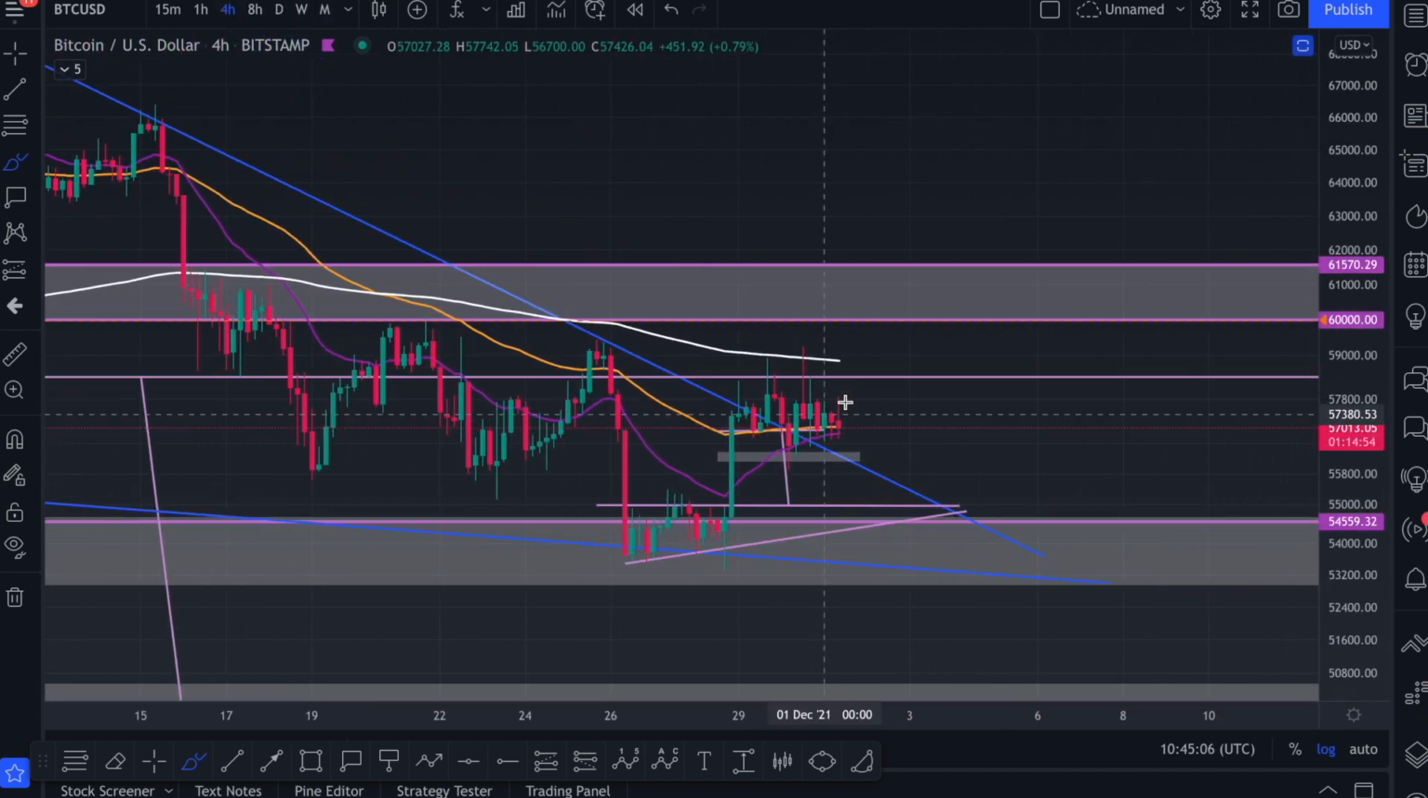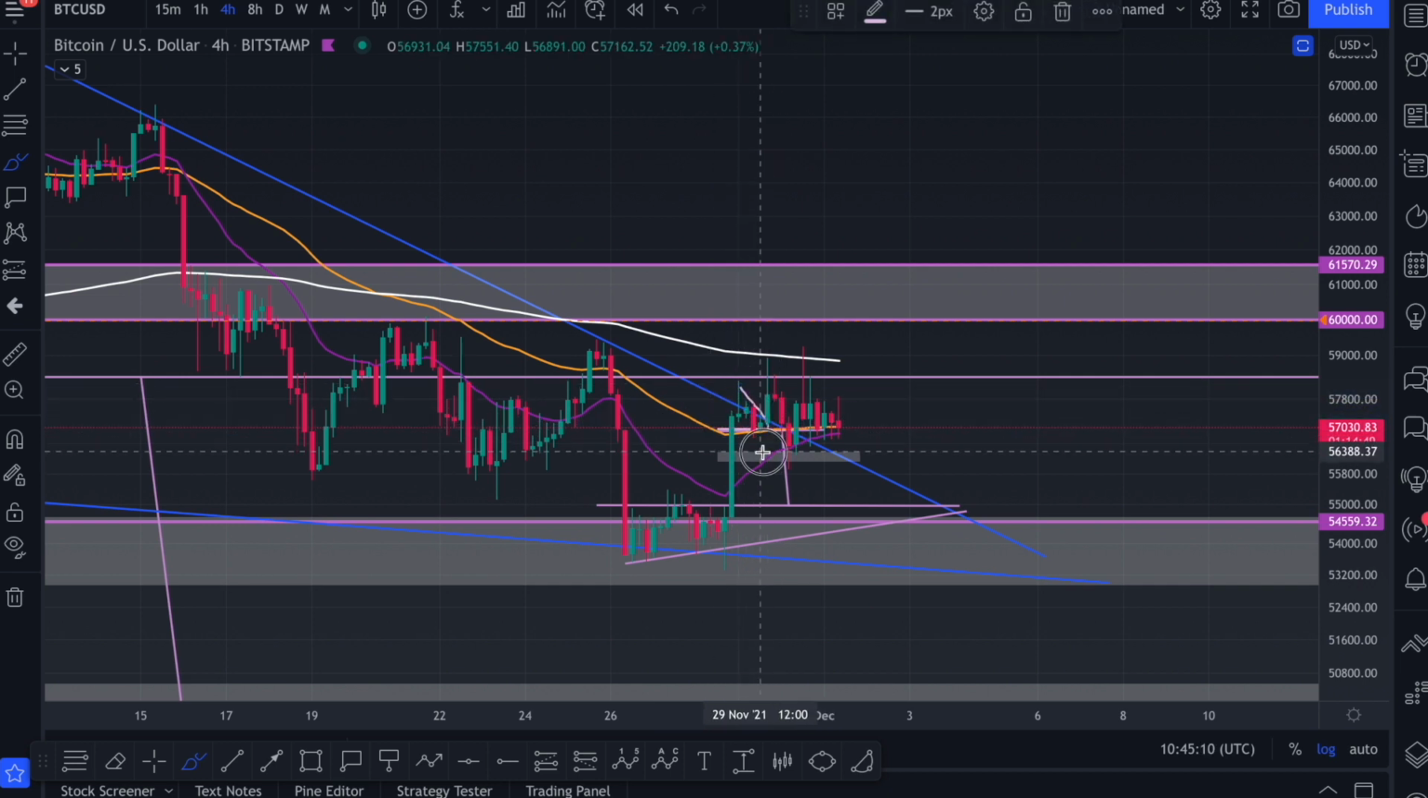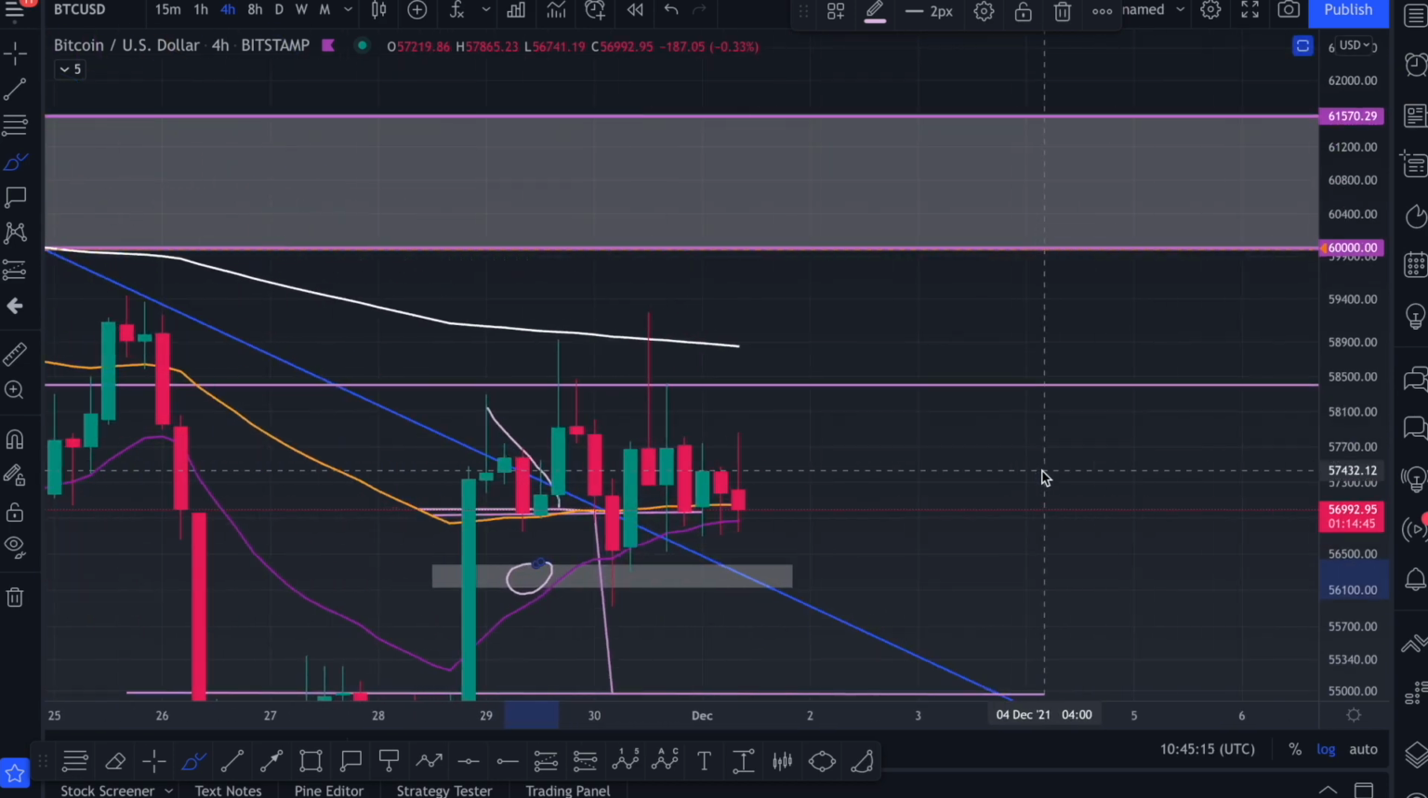So remember guys, I told you that back over here we had this descending triangle with a technical target down here, and look what you did. You met the technical target like a boss.